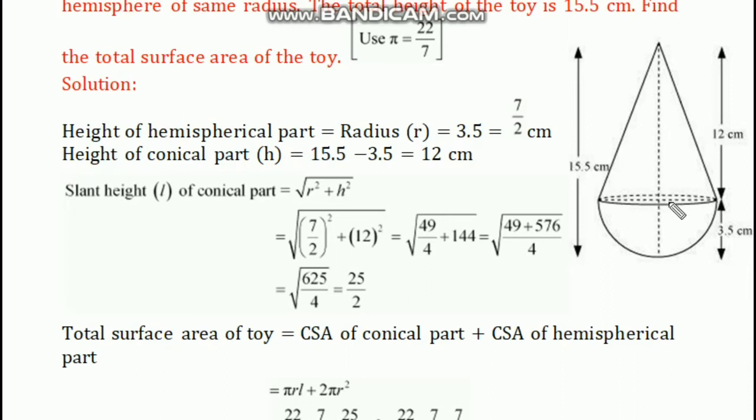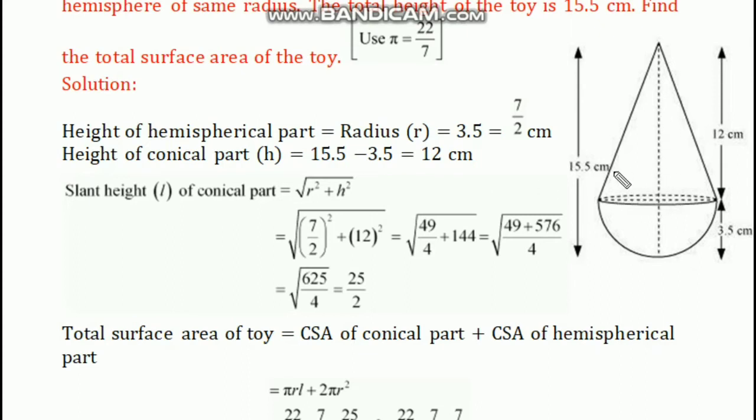See, this looks like a right angle triangle. We know the radius and at the same time we know the height is 12 centimeter. So easily we can find the slant height by using Pythagoras theorem. In a right angle triangle, the square of the hypotenuse is equal to the sum of squares of the other two sides.